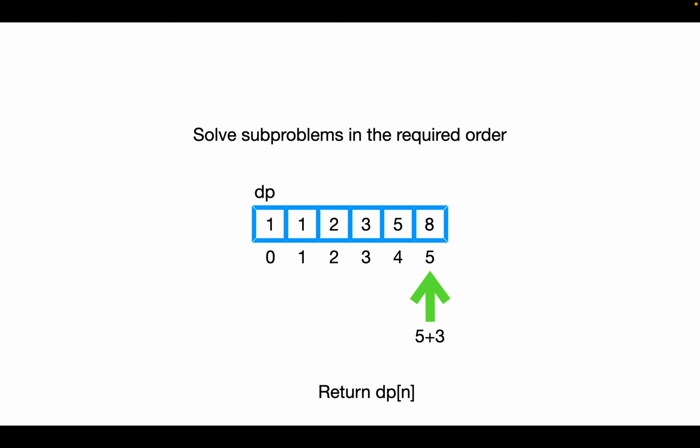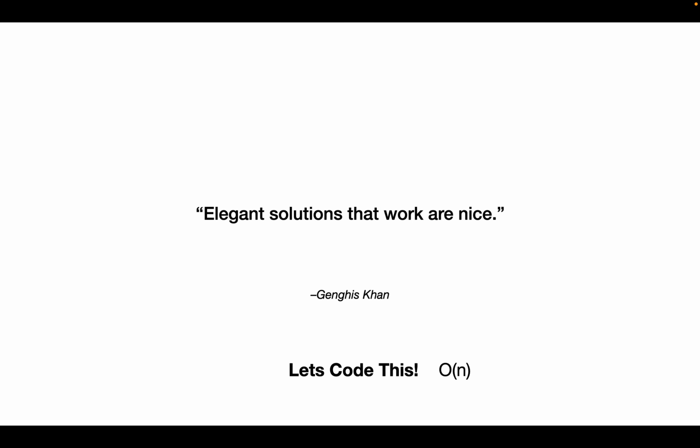So this is the bottom-up iterative approach to dynamic programming. We're not repeating any work at all, and we're just building up the solution one subproblem at a time based on the recurrence relation. Let's code this one up.